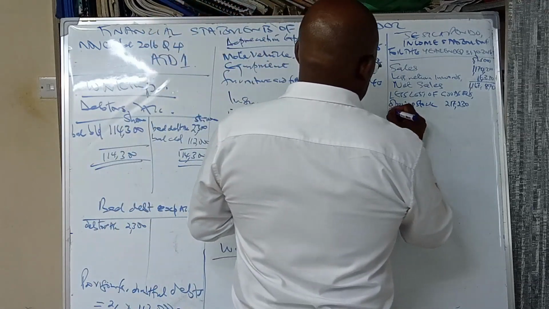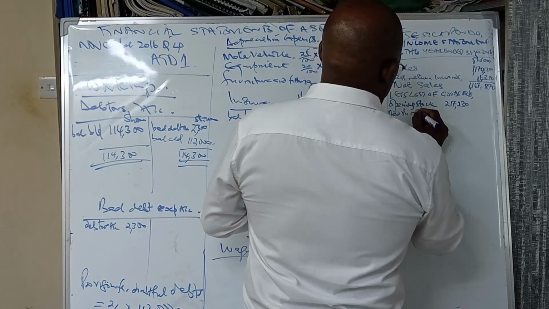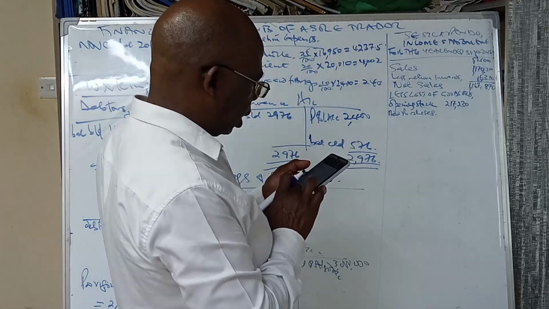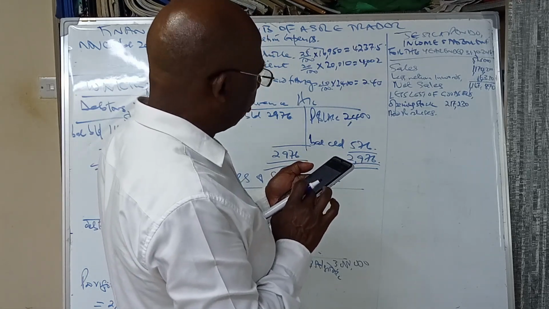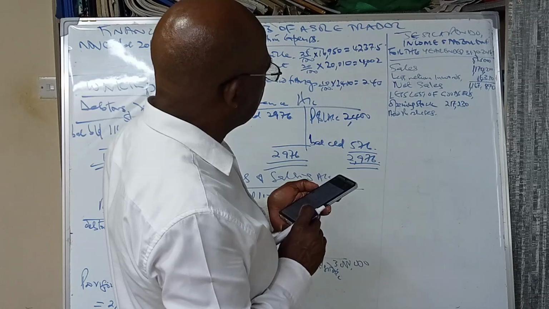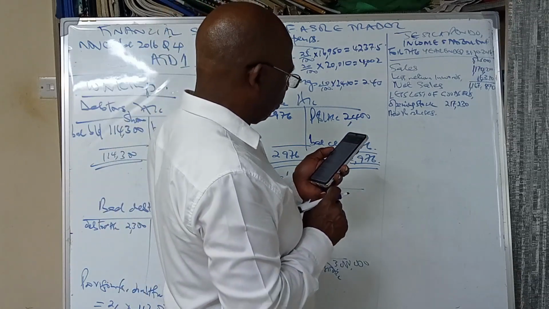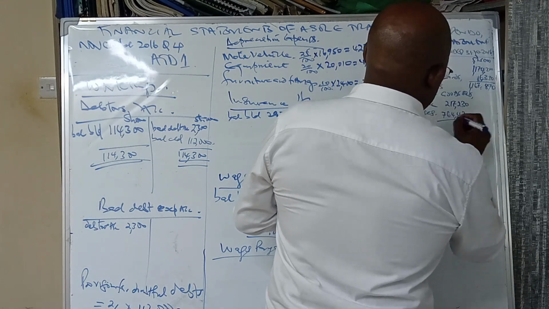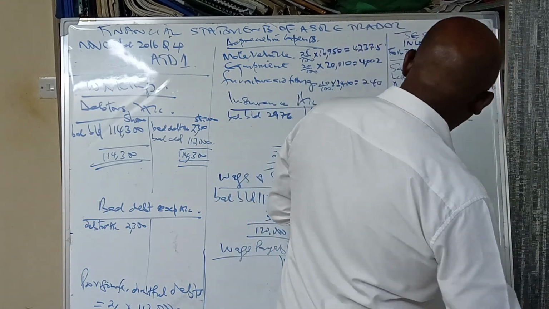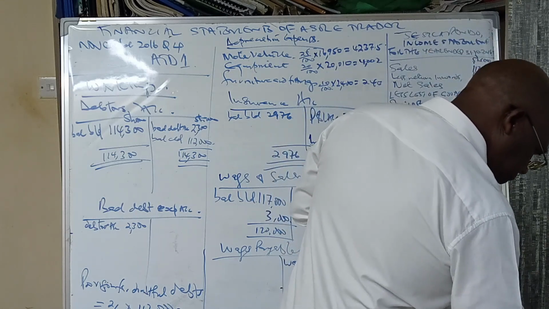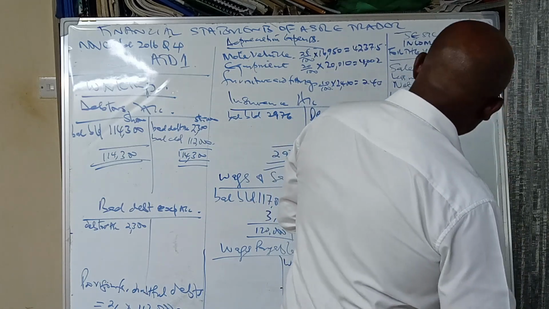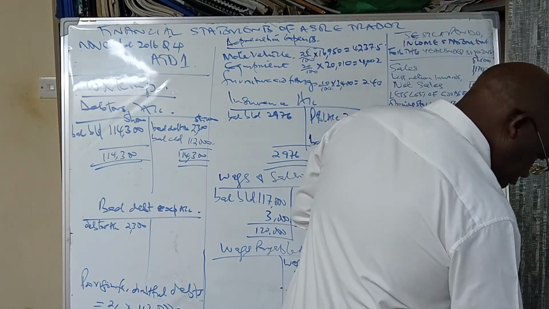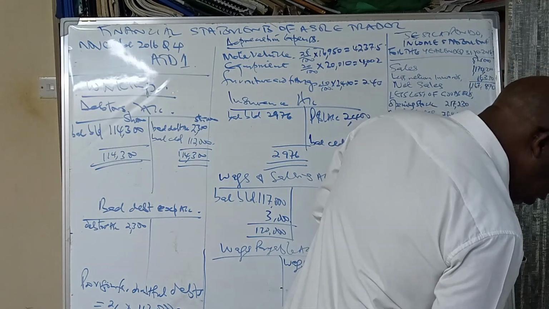Then we add purchases. Our purchases there at the bottom is 764,430. So if we say 217,230 plus 764,430, we get 981,660.